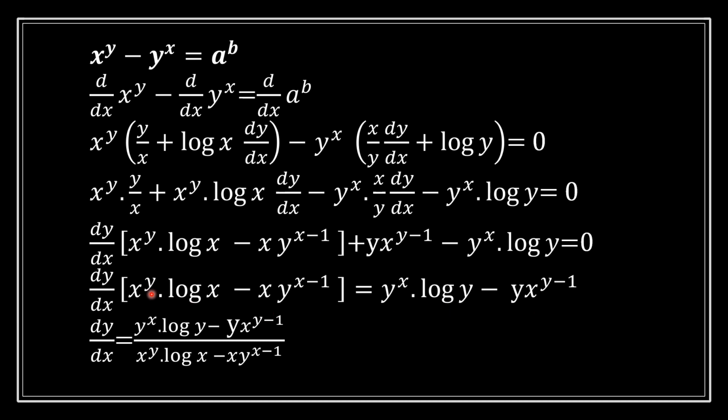Now dy by dx multiplied by this whole term is equal to this term. Now if you take whatever is in the bracket here, you take it towards the other side of the equation, it will go in the denominator. What you will get is dy by dx is equal to y power x into log of y minus y x power y minus 1 as it is, whole upon this term will go in the denominator. It will be x power y into log of x minus x y power x minus 1. So this is what it was asked and this is the solution to the question.